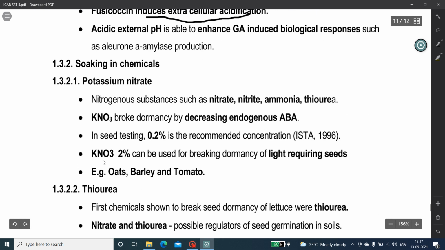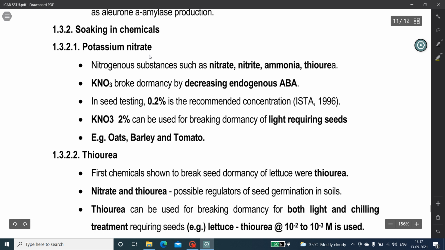The next one is soaking in chemicals like potassium nitrate. Nitrogenous substances such as nitrate, nitrite, ammonia and thiourea are helpful in breaking seed dormancy. That is, potassium nitrate breaks dormancy by decreasing abscisic acid. In seed testing, the concentration recommended by ISTA is 0.2%, that is KNO3 at 0.2%. For breaking dormancy, 2% is used for light-requiring seeds like lettuce. Examples here are oats, barley and tomato.